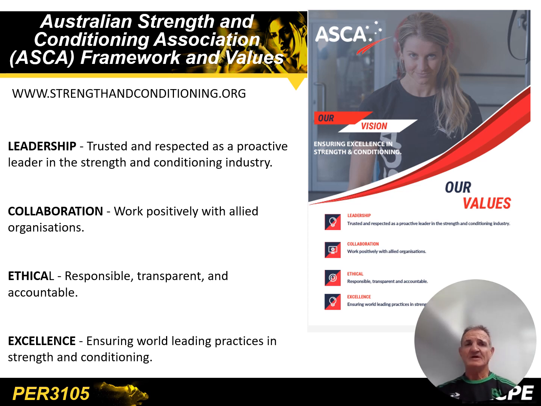As the peak industry body, the ASCA aims to ensure and enhance quality assured strength and conditioning coaches. The website provides a platform with resources on every aspect of high performance and strength and conditioning. This slide shows the framework and values. These start with leadership, trusted and respected as a proactive leader in the strength and conditioning industry. Collaboration, working positively with allied organisations. Ethical, responsible and transparent and accountable to all its members and suppliers. Excellence, ensuring world-leading practices in strength and conditioning.